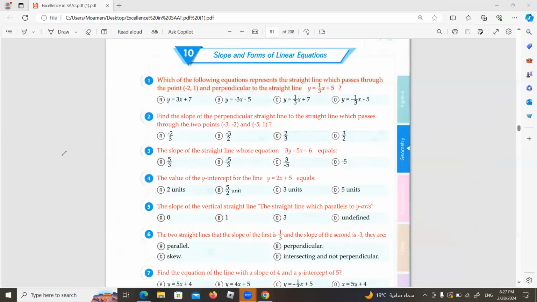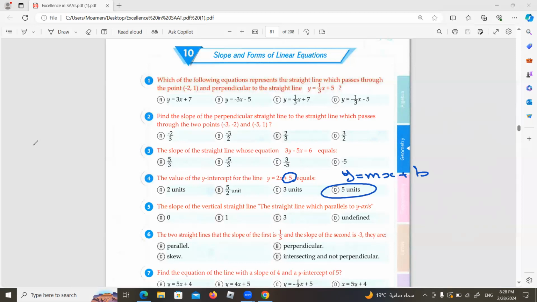We're going to number 4. In number 4, the value of the y-intercept in this line. As I said, y equals mx plus b. B is the y-intercept. So directly, you find the value of b, a constant value or the free term, free from x. So it's equal to 5 directly. But pay attention to the sign. If it's negative 5, you must write negative.